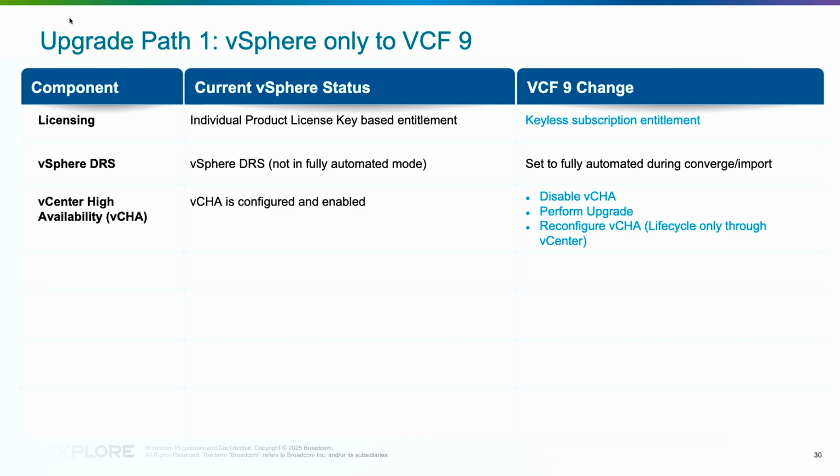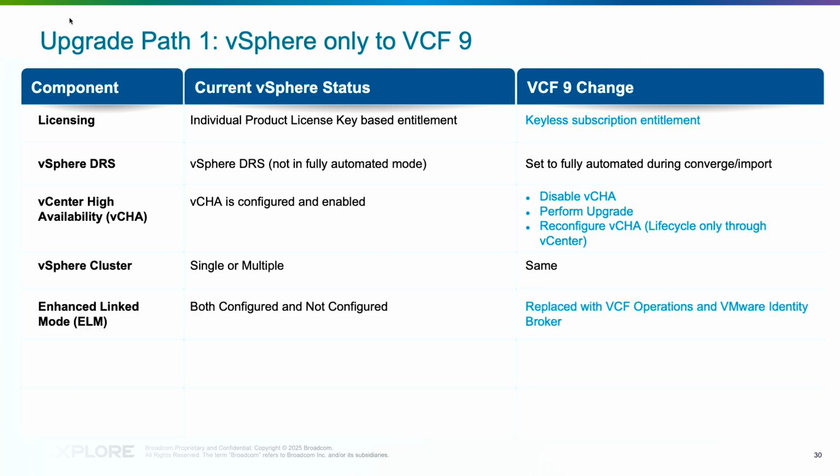If you have VCHA or vCenter High Availability, how many folks really have this configured? Okay, a few, right. So if you do have that and you want to upgrade, you can, but you're going to disable it first and then perform the upgrade to 9, and then you'll have to reconfigure it. The only caveat is you'll have to manage lifecycle through vCenter rather than SDDC Manager. Whether you have a single or multiple cluster configuration coming in makes no difference. All of that is supported.